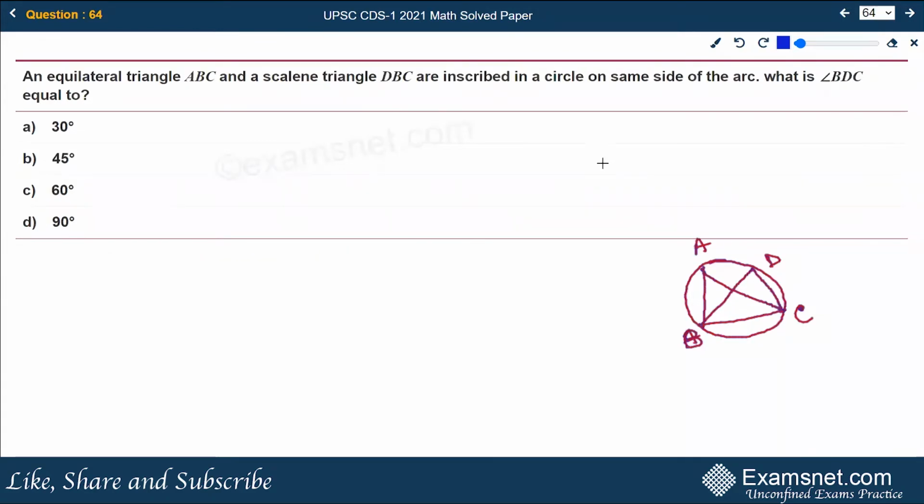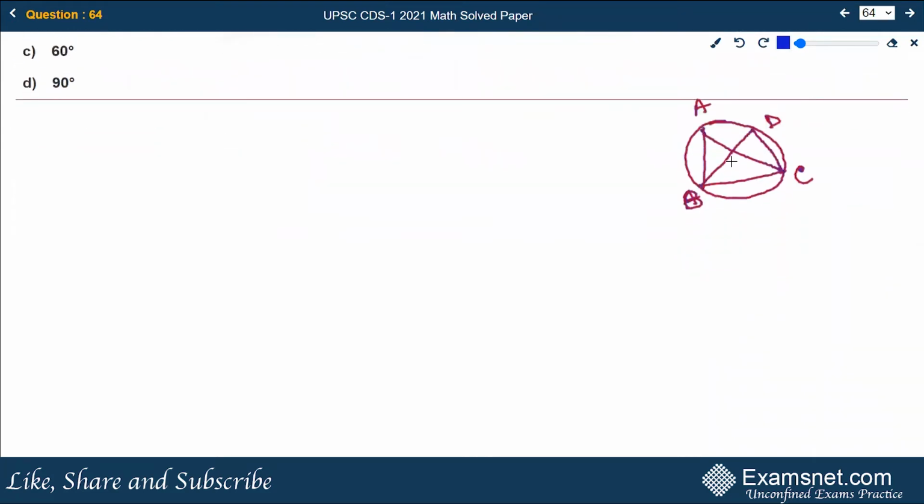In question number 64, we are given an equilateral triangle ABC and a scalene triangle DBC inscribed in a circle on the same side of the arc. What is angle BDC equal to? The concepts we are going to use here, I have already drawn the diagram, given that triangle ABC is equilateral.